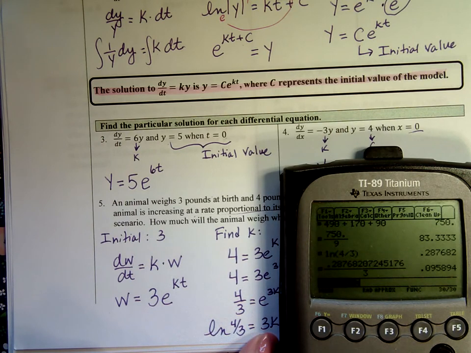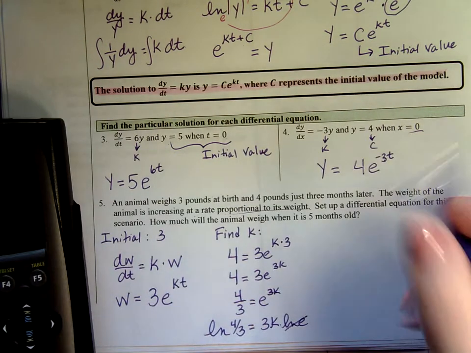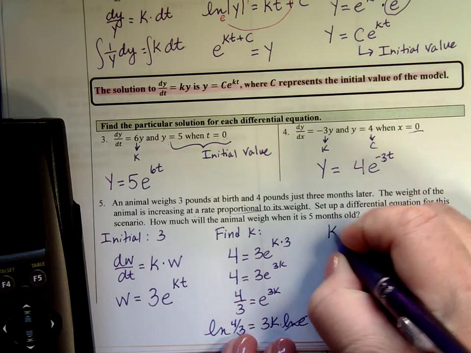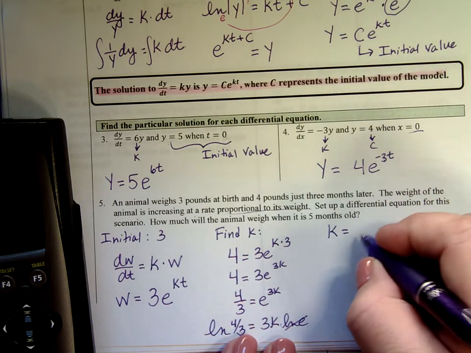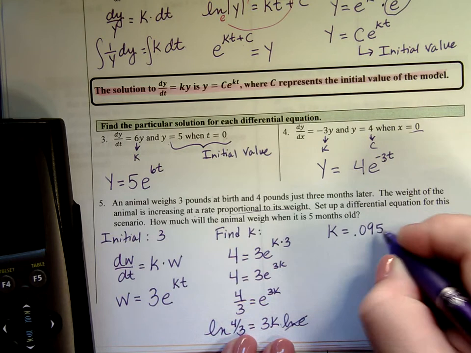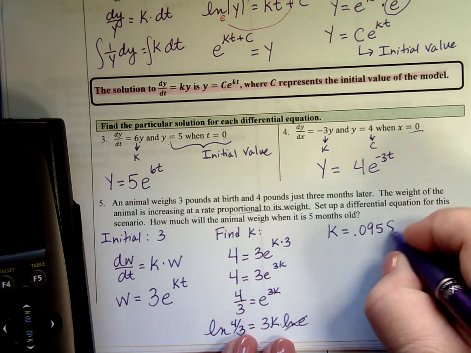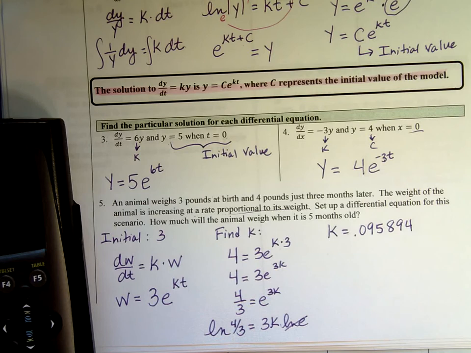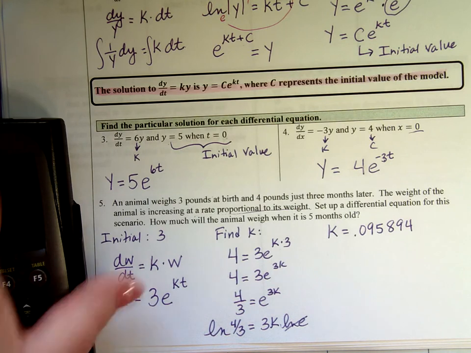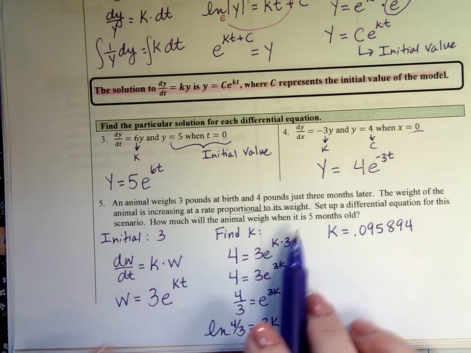Now the deal with these particular problems is you don't want to round your answer until the end. So you're going to keep as many decimal places as you possibly can for this. The more decimal places, the more accurate your answer. So I'm going to say, since I ran out of room at the bottom there, k equals 0.095894. That's what the calculator told me. Did I answer their question? Because sometimes they asked you just what the k value is, what the proportionality constant is. This time they didn't. How much will the animal weigh when it's 5 months old?